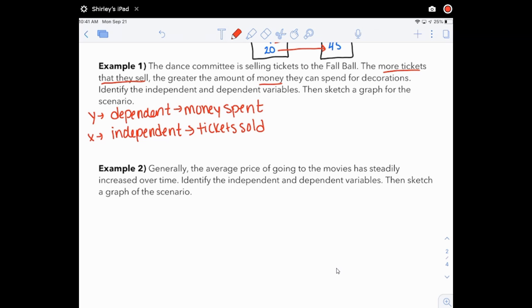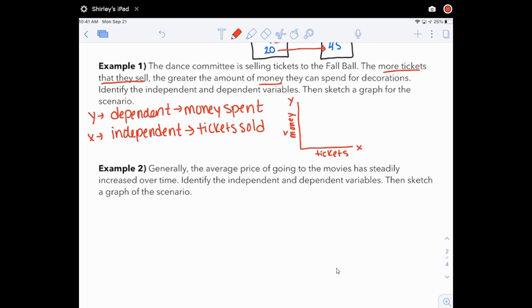So if we're talking about what this graph is going to look like, you are going to set up your X and your Y axis. Independent is always on the X. Dependent is always on the Y. So now that I figured out what those variables were, I'm going to put tickets on the X axis, and then I'm going to put money on the Y.